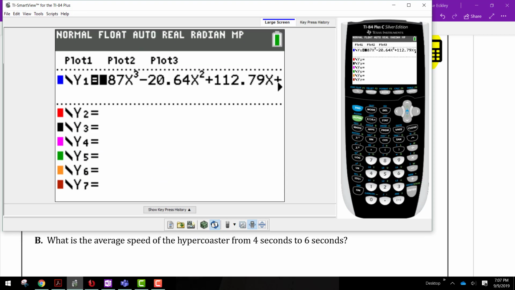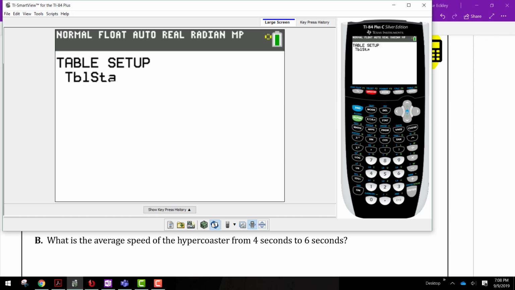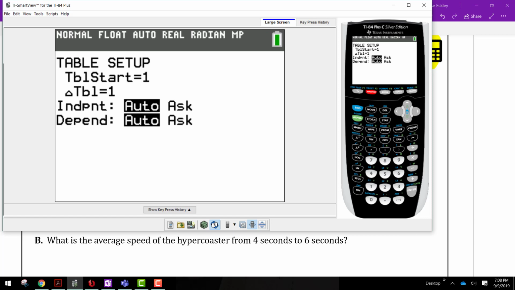So I went ahead and put the equation into the calculator. If you notice, I used x and not t. And now I'm going to do something with my table to make it a little easier to use for problems like this that we're going to do in calculus. I'm going to change my table settings, and I'm going to change the independent variable from auto to ask.